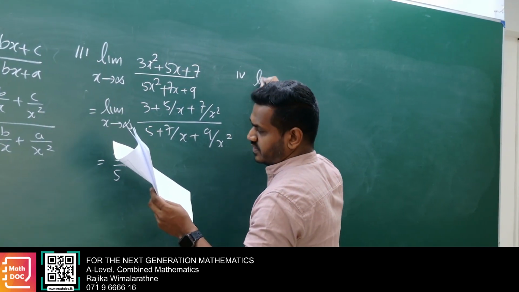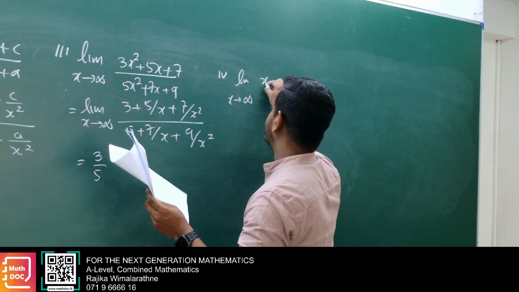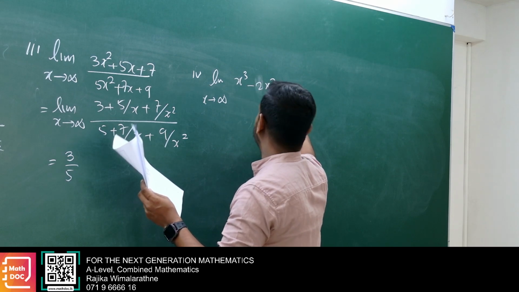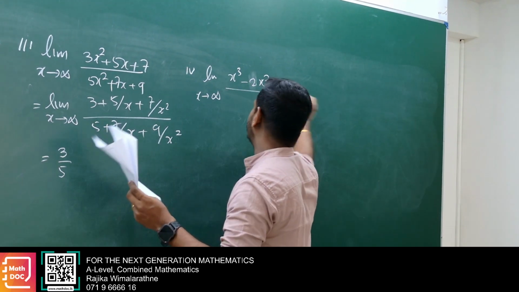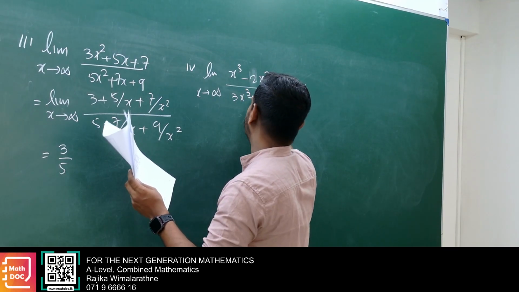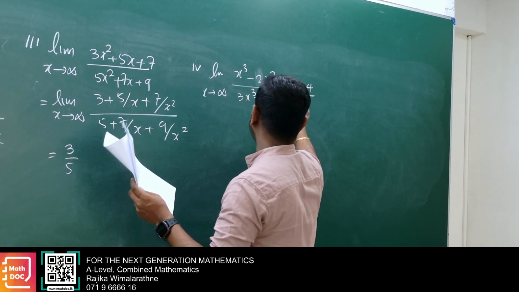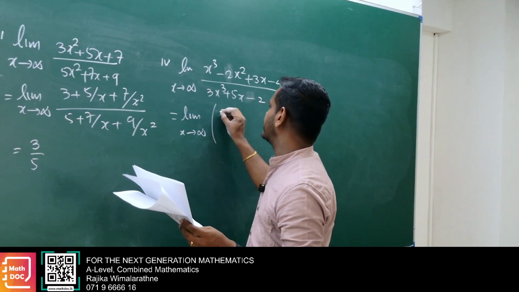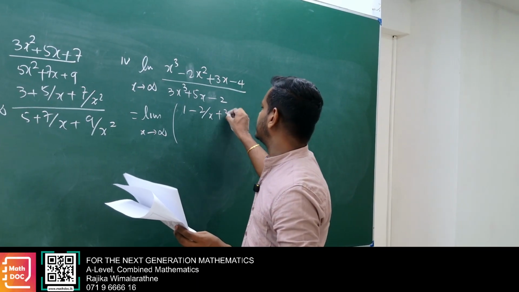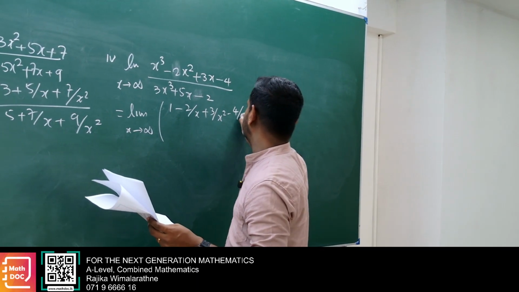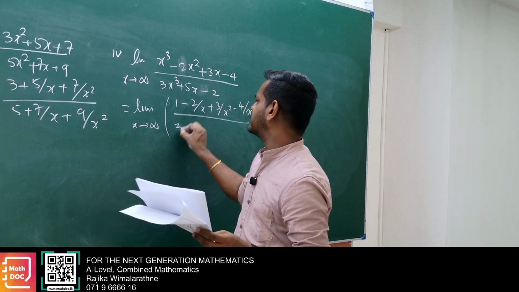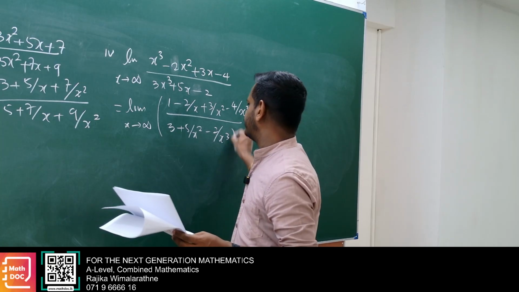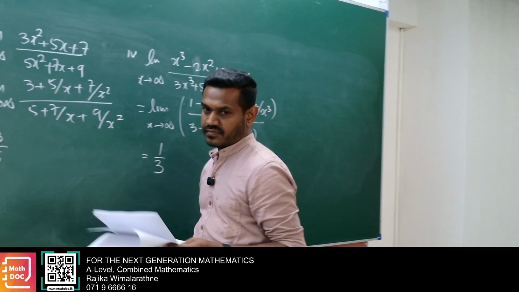Fourth, limit x goes to infinity, (x cube plus 2x square plus 3x minus 4) over (3x cube plus 5x minus 2). Limit x goes to infinity, (1 plus 2 over x plus 3 over x square minus 4 over x cube) over (3 plus 5 over x square minus 2 over x cube). Answer 1/3.